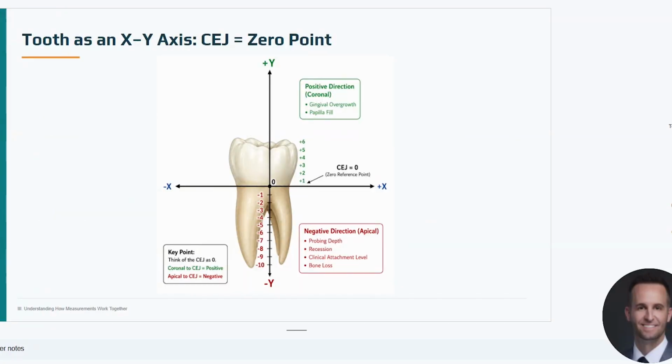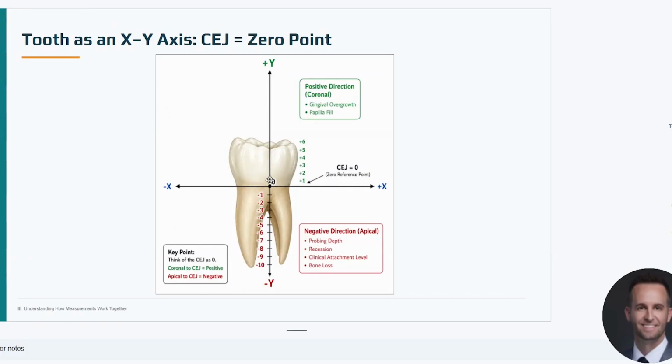I want you to think of the tooth as on an XY axis with the CEJ as the 0 point. Now, what is the CEJ? The CEJ is the cemento-enamel junction. Where the cementum meets the enamel, there's a little faint line, a faint ledge almost, where you can see the edge of the enamel then turning into the cementum that's now covering the root surface. I want you to think of it as an axis because it's going to help us visualize these numbers better.